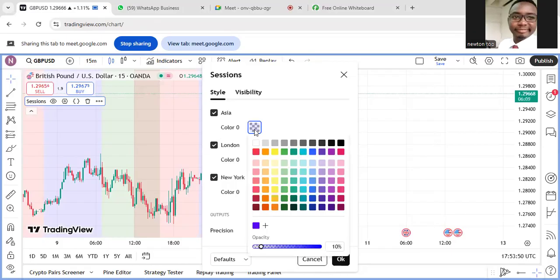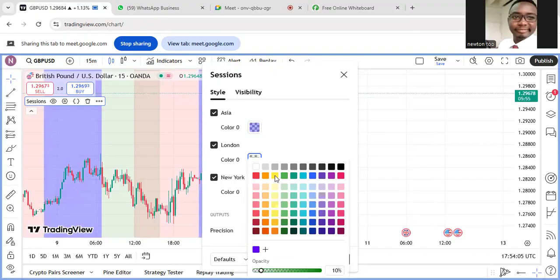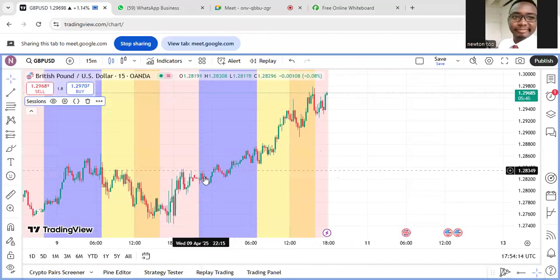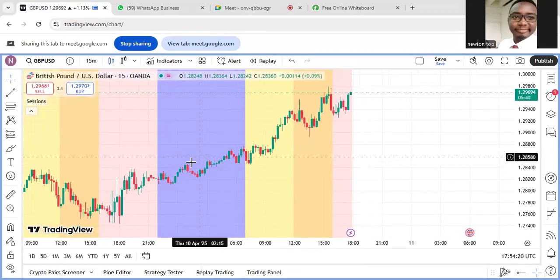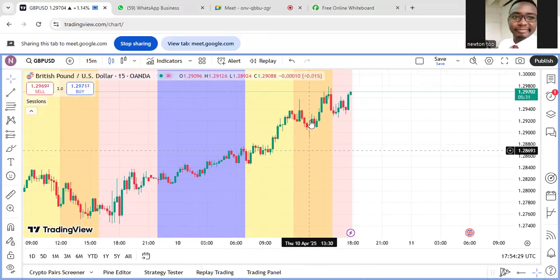Click the Asia part, then increase the opacity. You can see the opacity here. Then go to London, the yellow part, and increase the opacity. New York, you can leave it. Now you have London and New York on your screen. The blue part is the Asian market, the yellow part is the London market, and the brown part is the overlap of New York with London.